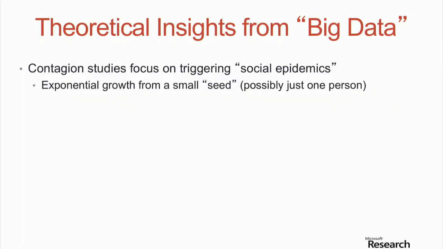So what can we learn about the general topic of contagion by looking at this class of data? Well, the first thing is that it really causes us to rethink the theoretical literature. We have a long history of models of contagion. And one of the main foci of that literature has been on the epidemic threshold or the tipping point. If you imagine some parameter that controls the infectiousness of a disease, when that parameter is very low, then everything dies out.